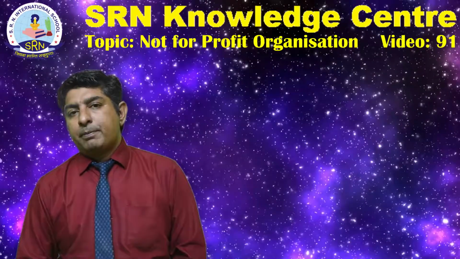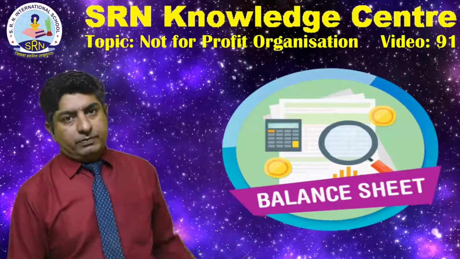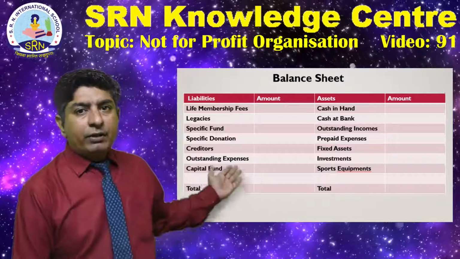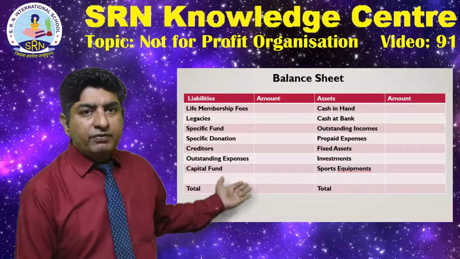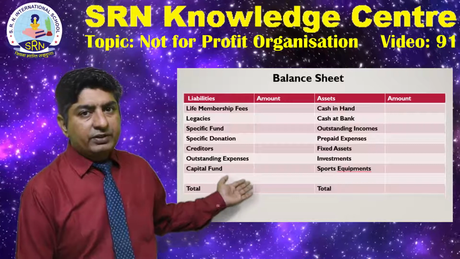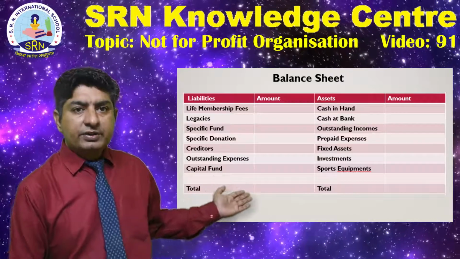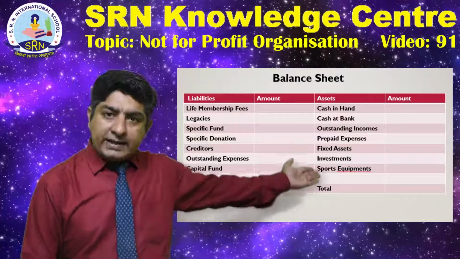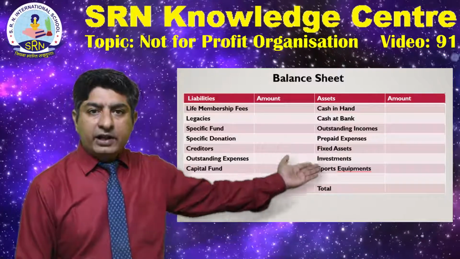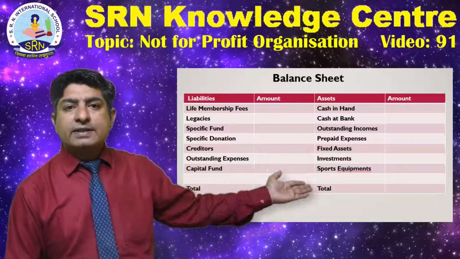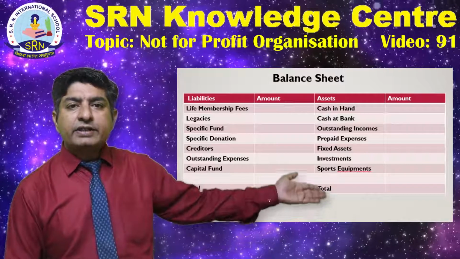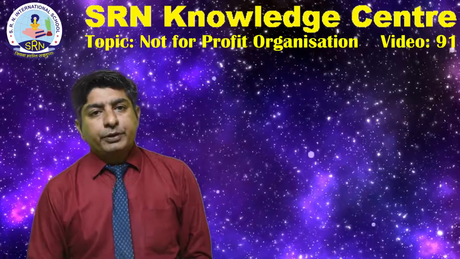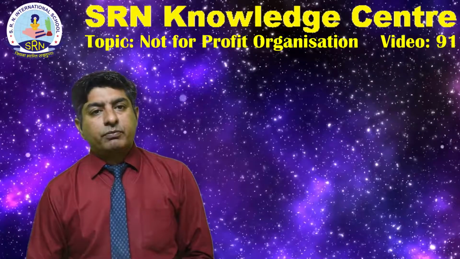Let's come to the next type of statement, that is the balance sheet. Let's see the format of the balance sheet. On the liability side, we record items like life membership fees, legacies, specific funds, specific donations, creditors, outstanding expenses, capital fund, etc. On the asset side, we record items like cash in hand, cash at bank, outstanding expenses, fixed assets, investments, sports equipment, etc. I hope you all have understood the meaning of non-profit organization.